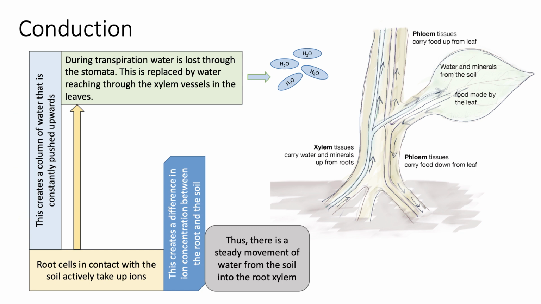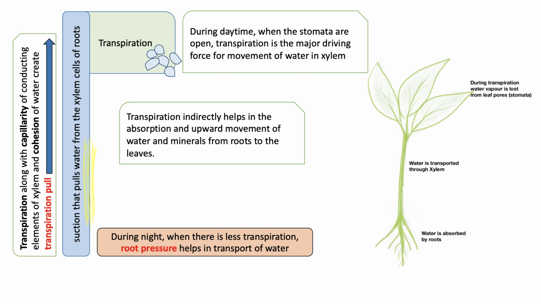During transpiration, water is lost through the stomata. This is replaced by water reaching through the xylem vessels in the leaves. Evaporation of water molecules from the cells of a leaf. Transpiration creates a suction that pulls water from the xylem cells of roots. Transpiration thus indirectly helps in the absorption and upward movement of water and minerals from roots to the leaves.